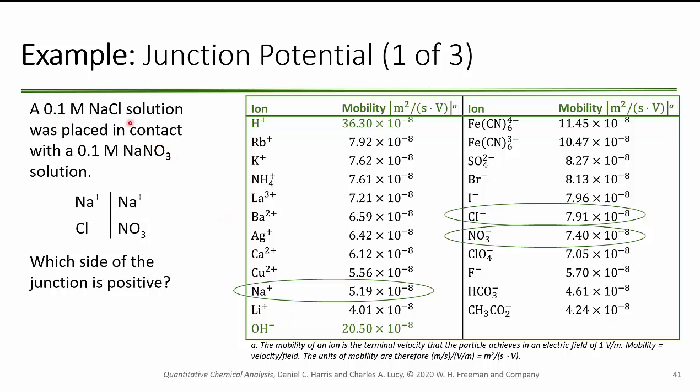All right, so example. I've got a 0.1 molar sodium chloride solution placed in contact with a 0.1 molar sodium nitrate solution. Which side of the junction is going to be positive? We have a sodium nitrate solution and a sodium chloride solution. Well, we have to look at which way those ions are going to migrate and which ones are going to migrate faster. So our ions that we need to worry about are sodium, 5.19 times 10 to the minus 8, chloride, 7.9 times 10 to the minus 8, and nitrate, 7.4 times 10 to the minus 8.